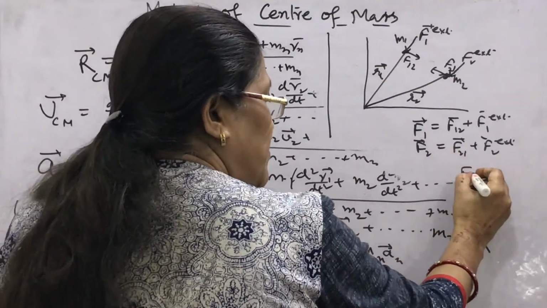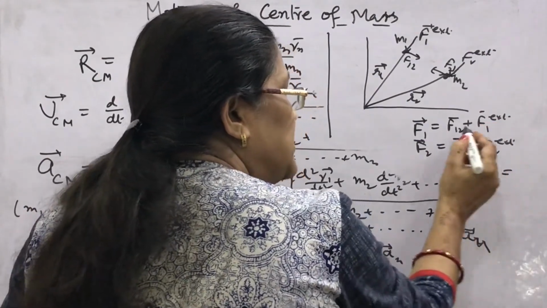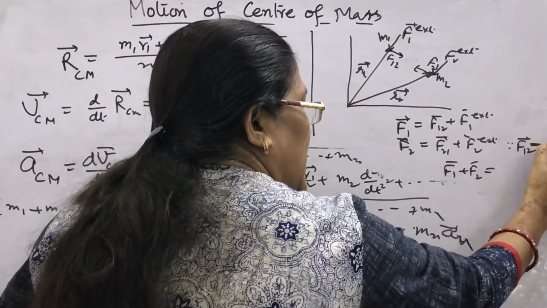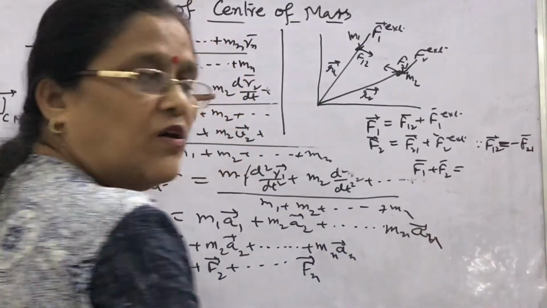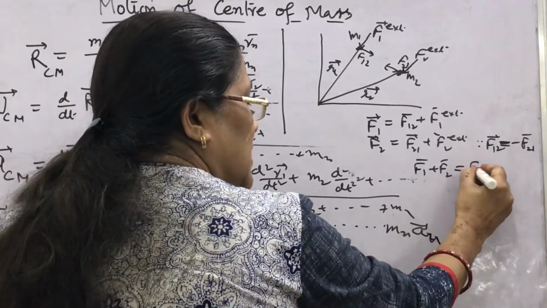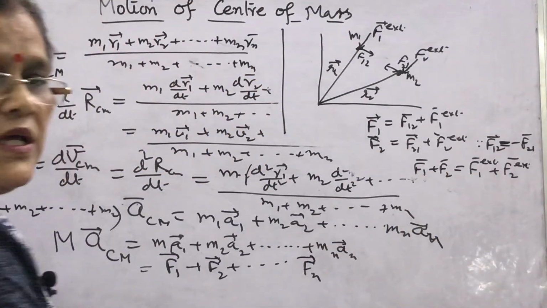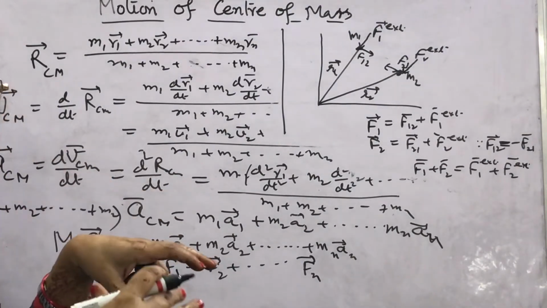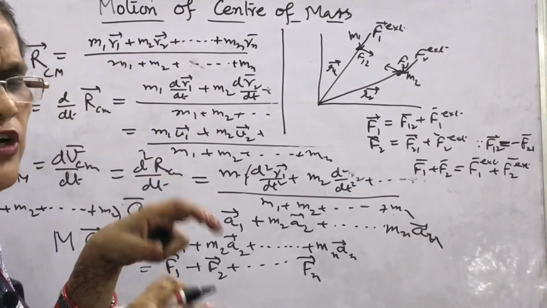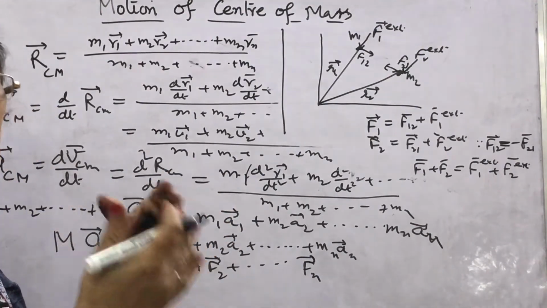What will be F1 plus F2? It will be the sum of these, in which F12 and F21 add to 0. Why? Because F12 is equal and opposite to F21, by Newton's third law. The internal forces' contribution is 0, so it will be only F1 external plus F2 external. What I mean to say is that in determining the motion of the center of mass, the role of internal forces need not be specified. There is no need of discussing the internal forces between the particles of the system.